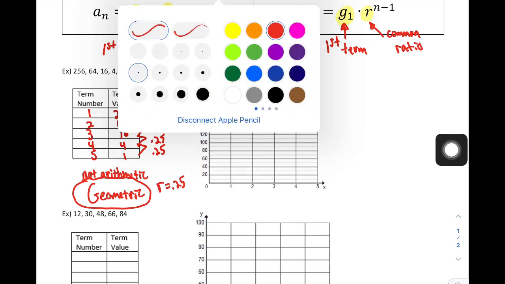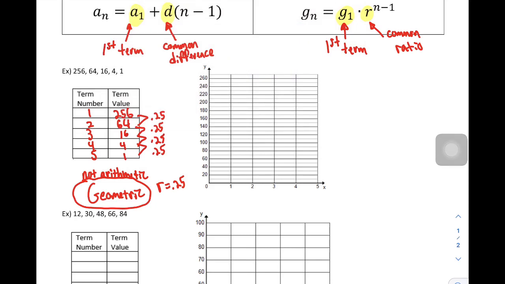So the point 1 comma 256, just fine. Here's 1 and 256 somewhere up here. There's 1 point. 2 comma 64, here's 2. 64 would be maybe right about there. 3 comma 16. 4 comma 4. 5 comma 1. This would be really small.